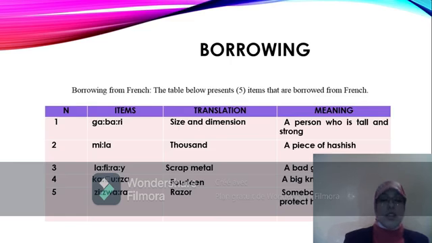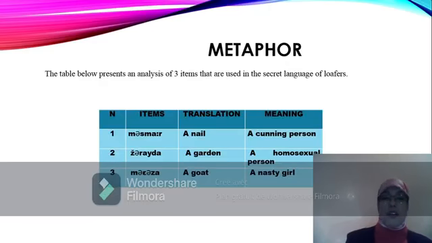Item number four, catorza. Here it means the number 14. However, the real meaning is a big knife. Item number five, zizwara. The translation is a razor. However, the meaning is somebody who is able to protect himself, somebody who is careful around other people.